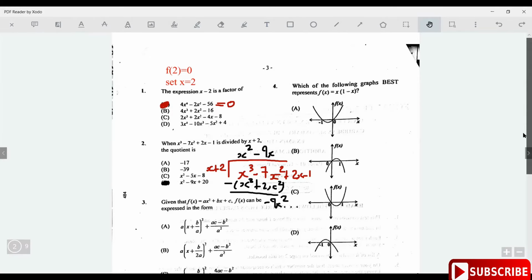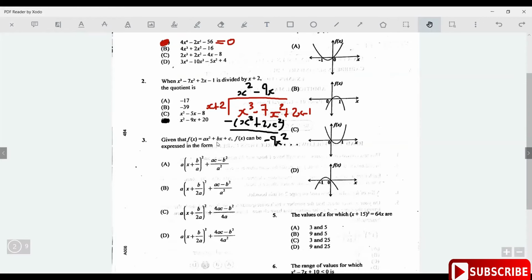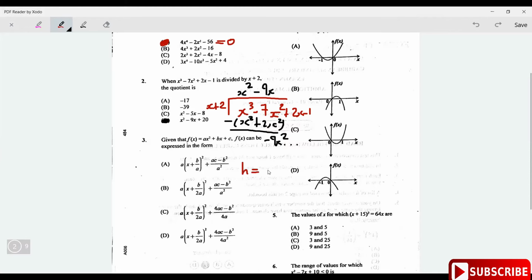Next one. It says if f of x is equal to ax squared plus bx plus c, then f of x can be expressed as. You have to look for the formula. Remember, h is equal to b over 2a. When you want to put it in the vertex form, a in bracket x plus h squared. So we have b over 2a plus k is 4ac minus b squared over 4a. So 4ac minus b squared over 4a. See it here? Option C. Nice.